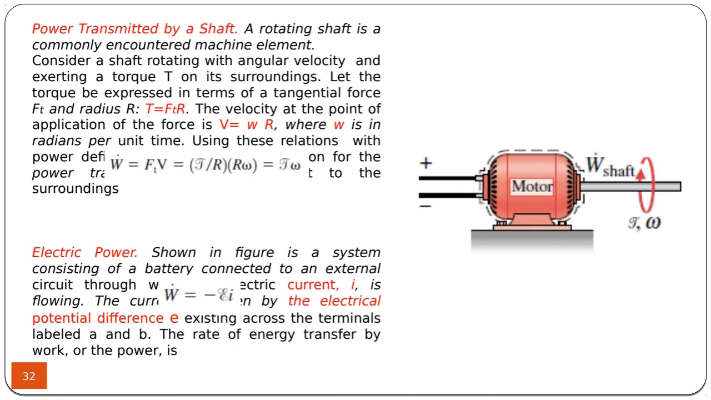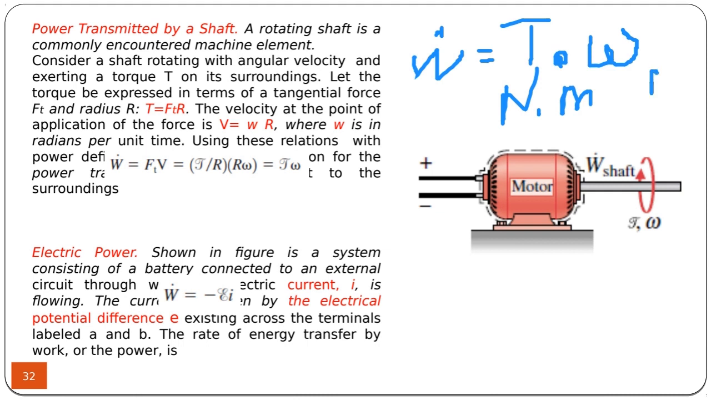So in rotating systems, W dot, which is power, is torque, the rotating moment, times the angular velocity. Torque is in newtons times meters, and angular velocity is in radians per second. So when you do the calculation, you get newton meters per second, and newton meters per second is what? So for the calculation of rotational systems, you need to know the torque of the rotating system.